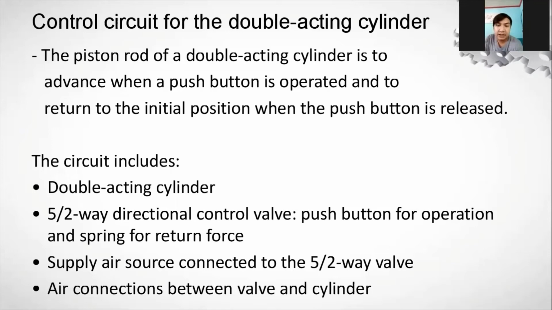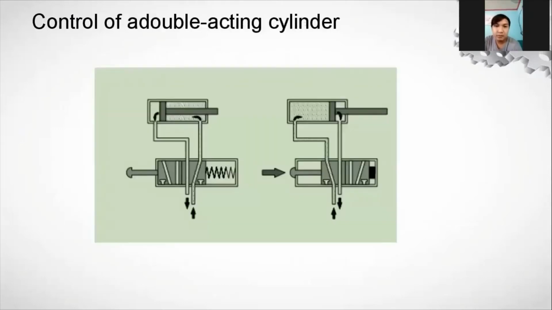The circuit includes a double acting cylinder, a 5/2-way directional control valve, a push button for operation, and a spring for return force. The supply source is connected to the 5/2-way valve, with an air connection between the valve and the cylinder. This is the diagram of the control of a double acting cylinder. Makikita nyo naman po sa diagram kung paano siya nag-release.